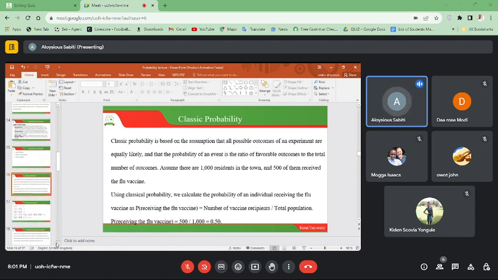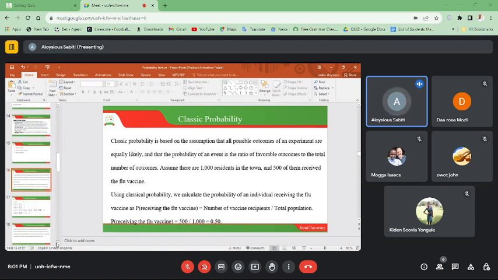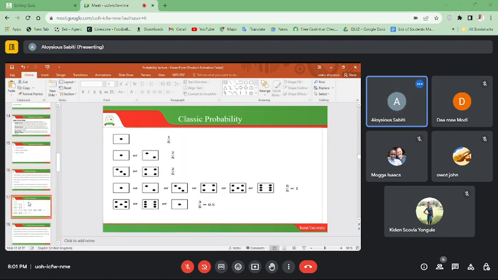That the probability of getting a head and a tail are equal because there are only two outcomes. So this is an explanation of classical probability. What is the probability of getting a one from a dice? The probability is 1 out of 6 because there are six sides.